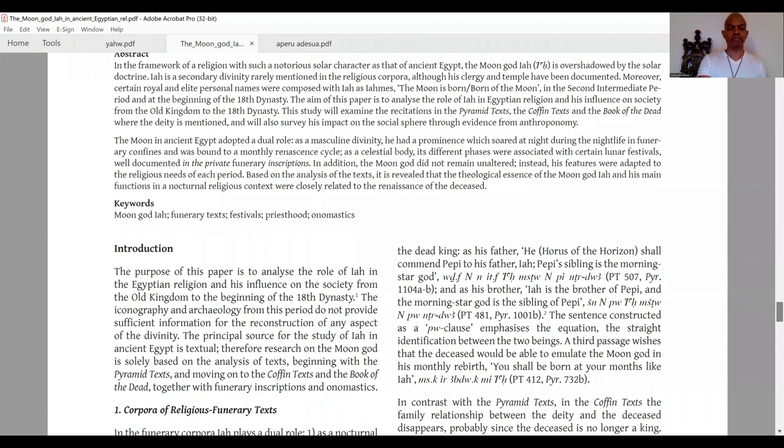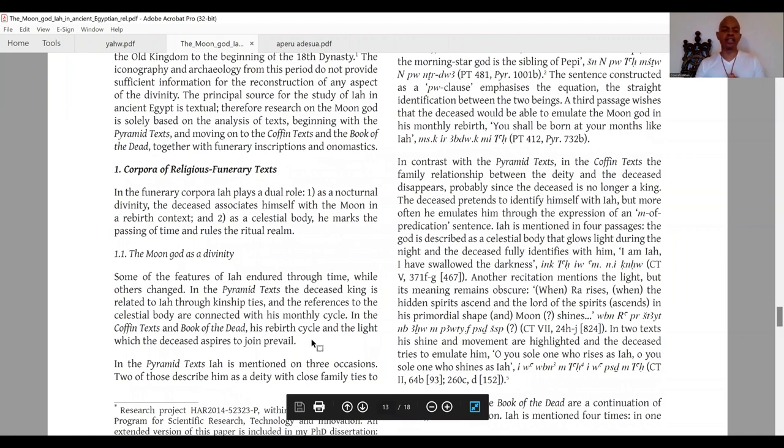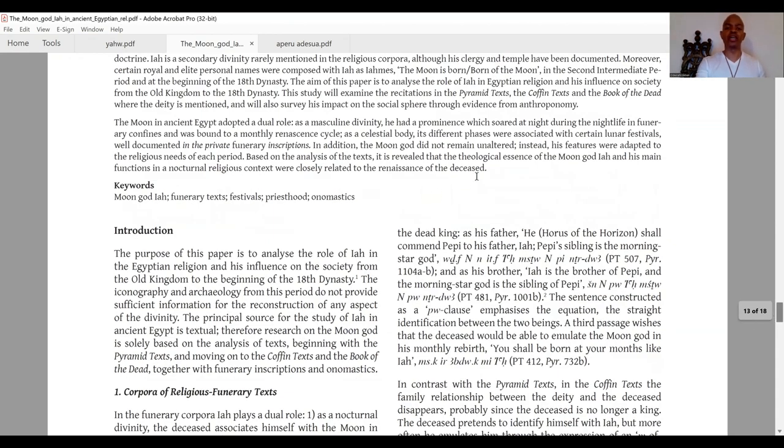Now, the moon god as a divinity: some of the features of Yah endure through time while others change. In the pyramid text, the deceased king is related to Yah through kinship ties, and the references to the celestial body are connected with his monthly cycle. In the coffin text and the Book of the Dead, his rebirth cycle and the light which the deceased aspires to join prevail. So in the pyramid text, Yah is mentioned on three different occasions. Two of those describe him as a deity with close family ties to the dead king, as his father.